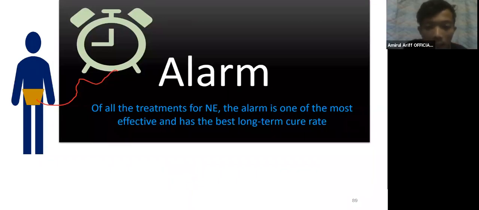That's about behavioral modification. Now regarding the enuresis alarm, this is also a first-line treatment for enuresis and the best. Of all treatments of nocturnal enuresis, the alarm is one of the most effective and has the best long-term cure rate and also a lower recurrence rate. Next.